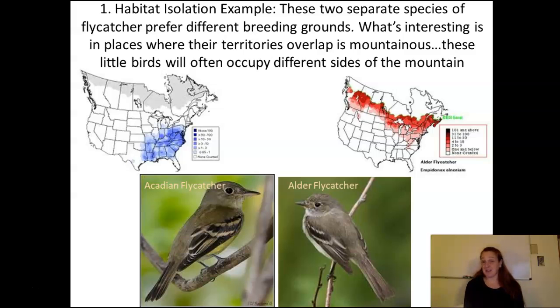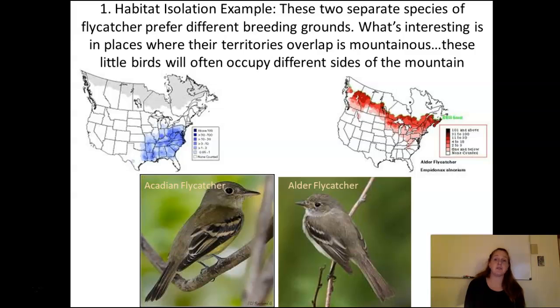And again, we have flycatchers as a perfect example. The Acadian flycatcher and the alder flycatcher prefer very different breeding habitats. They spend most of their time in Central and South America in the winter, and they come up here to North America to breed. And when they come up here, they're going to selectively choose different habitats to breed.